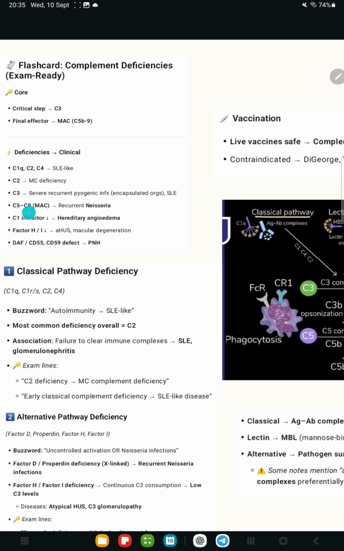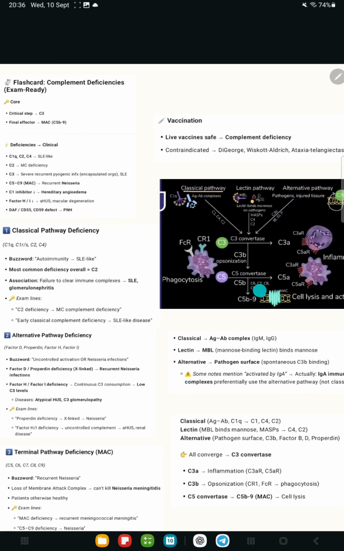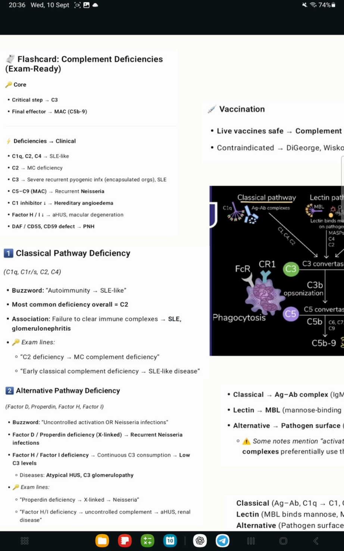Then we have the C5-C9 MAC deficiency. This deficiency will present with recurrent Neisseria infections. We know that when all this is activated, there is inflammation in the body, but that is only required when there is bacteria in the body, any infection, any toxin. Otherwise it needs to be inhibited. So the C1 inhibitor is required. If there is deficiency of the C1 esterase inhibitor, it will ultimately lead to hereditary angioedema.